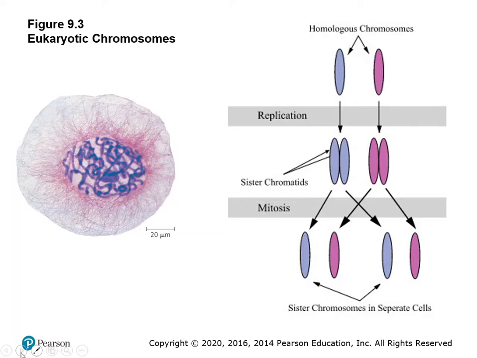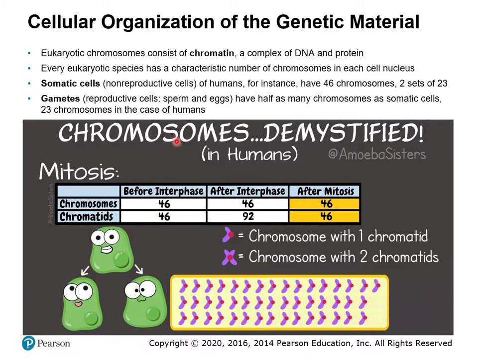Just make sure you don't confuse the difference between homologous chromosomes and sister chromatids. And so here's another depiction of how many chromosomes a human cell has. So again, eukaryotic chromosomes are made up of chromatin. Chromatin is where the DNA is replicated when it's in this form. When the chromatin condenses into tightly packed rosettes of DNA is when it becomes chromosomes.